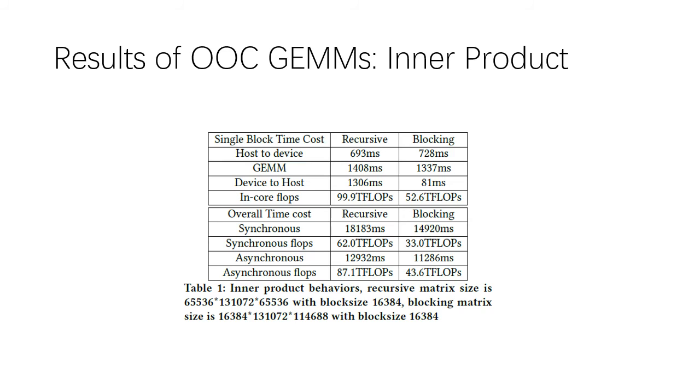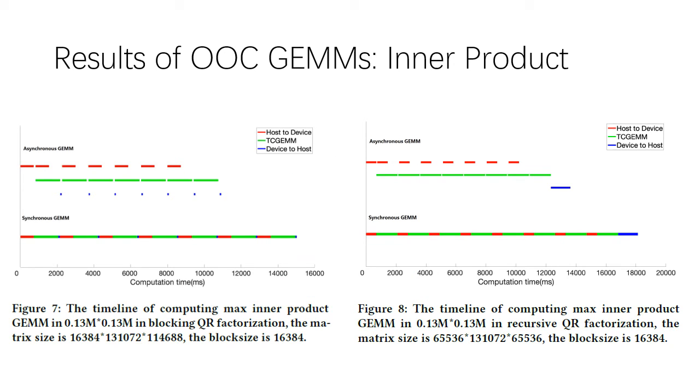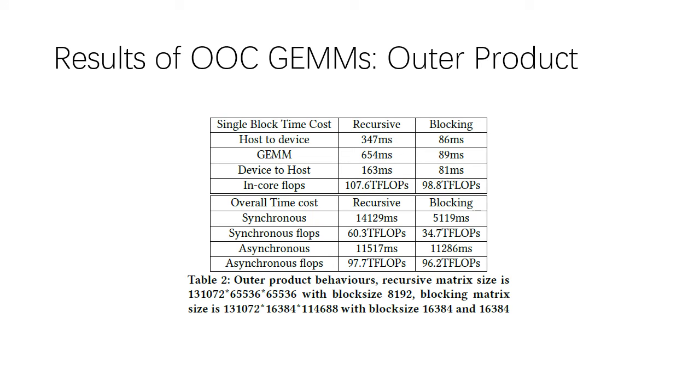This table shows the experimental results of the biggest in-core gems in the recursive algorithm and the blocking algorithm. In terms of the inner product, the in-core gem in the recursive algorithm is much faster than the gem in the blocking algorithm. This is because the shapes in the recursive algorithm are better than the shapes in the blocking. So it's not surprising to see the final asynchronous rate is around 2 times faster. And this figure shows the timeline of the computing gems. We can find that both of them can overlap the data movement, but the recursive gem has a better performance on the in-core gems.